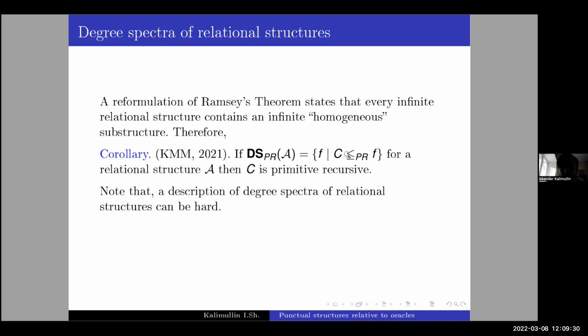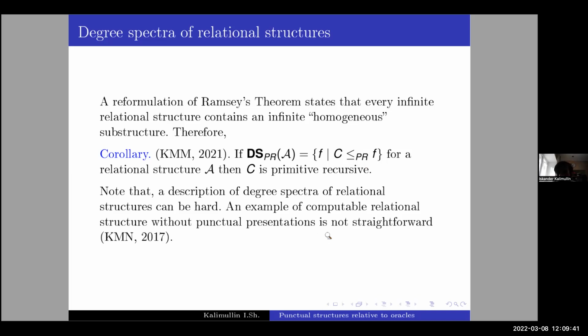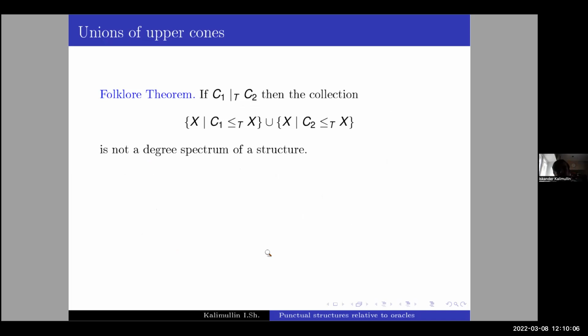And in general, I should say that a description of a degree spectrum of a relational structure can be hard. I didn't study it, but it seems it is hard. It's quite difficult to get an example of a relational structure without punctual presentations. So it is a result of me, Melnikov, and Enge. We produced a graph which has no punctual presentations. But even for that example, it is difficult to say what the degree spectrum is.